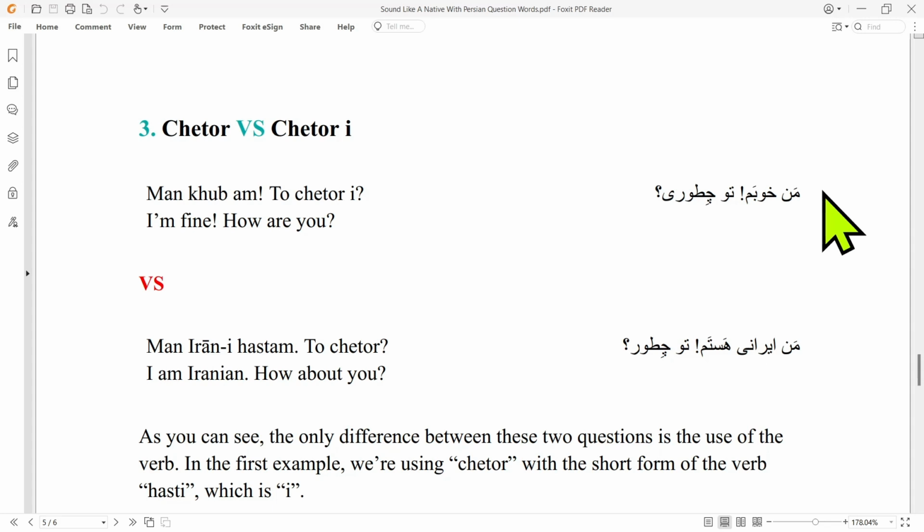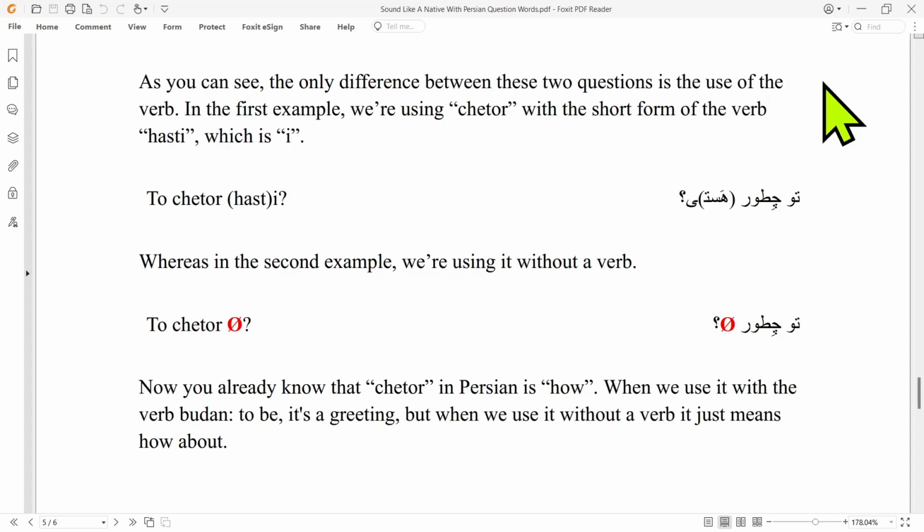Now Chetor versus Chetori. As in من خوبم تو چطوری versus من ایرانی هستم تو چطور. As you can see, the only difference between these two questions is the use of the verb. In the first example, we're using چطور with the short form of the verb هستی, which is ای, تو چطوری. Whereas in the second example, we're using it without a verb, تو چطور.